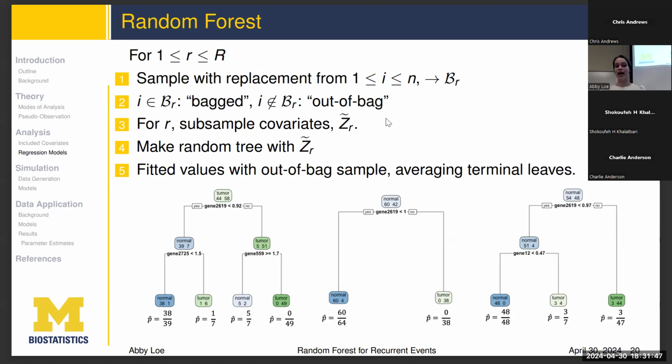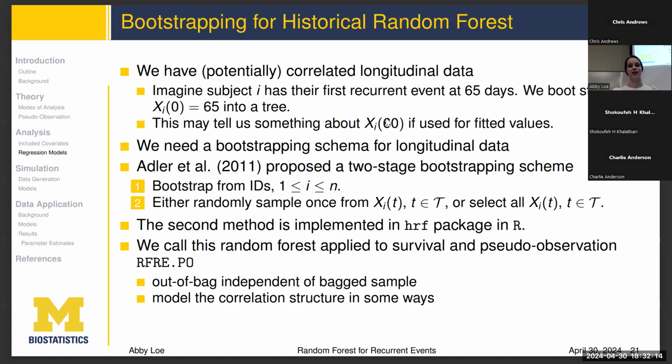For individual i's prediction, you are going to average all of the possible out of bag predictions for individual i to get individual i's resulting prediction from their random forest. So that's just the random forest algorithm in general. There are a lot of different versions of random forest: random forest for survival data, random forest for categorical data, random forest for continuous data. And we're going to talk about historical random forest.